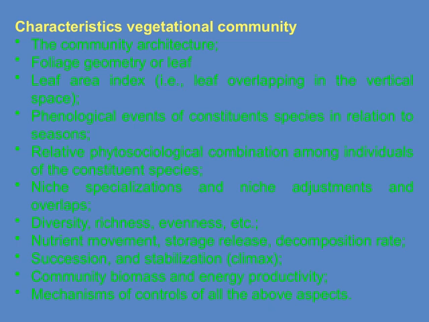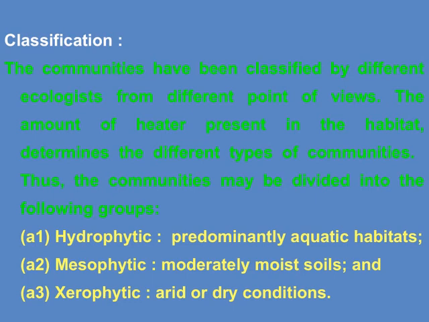Lastly, understanding the mechanisms controlling all these aspects, be it environmental factors, biological interactions, or evolutionary adaptations, is fundamental to grasping how vegetational communities persist and evolve. All these characteristics are interconnected and form the foundation of our broader understanding of vegetation dynamics and ecological stability. Let's take a closer look at how communities are classified.